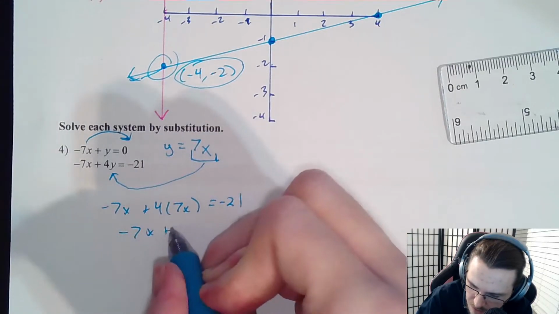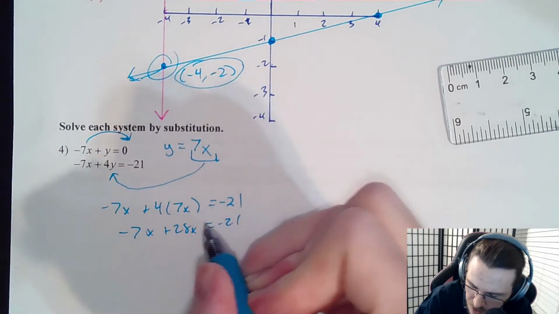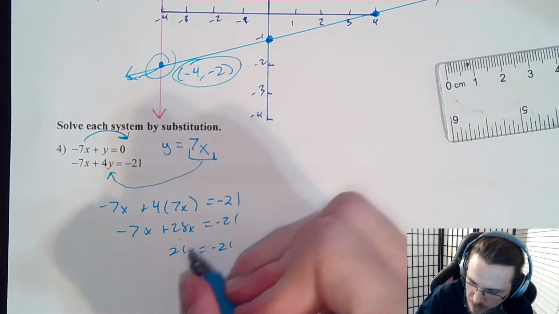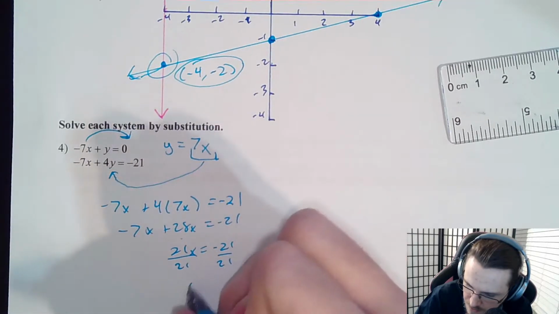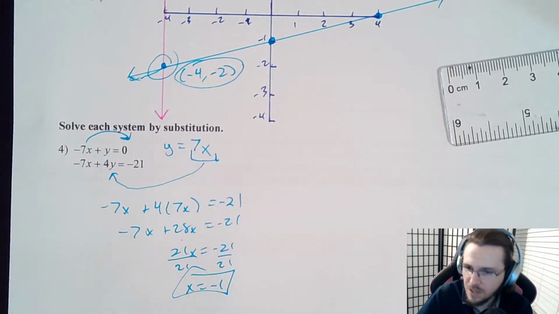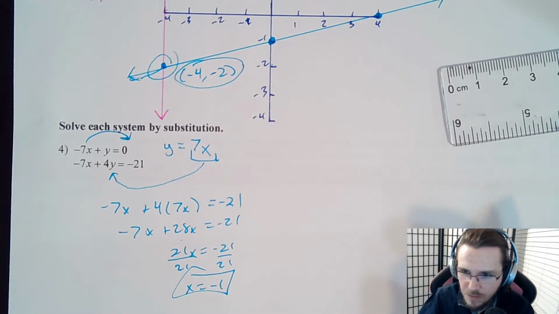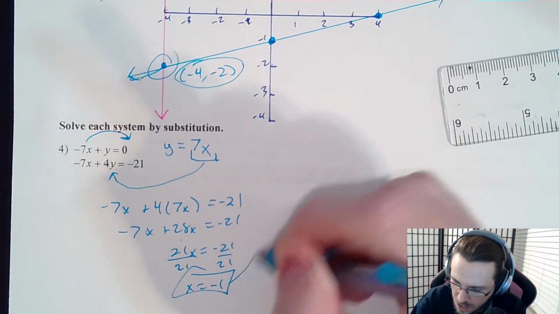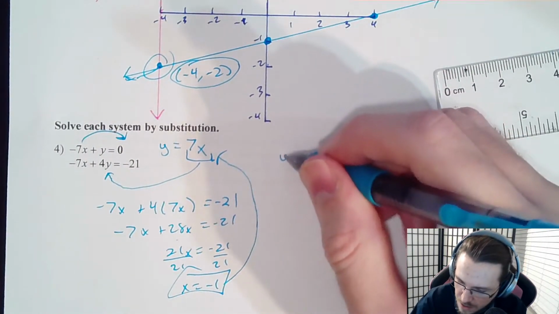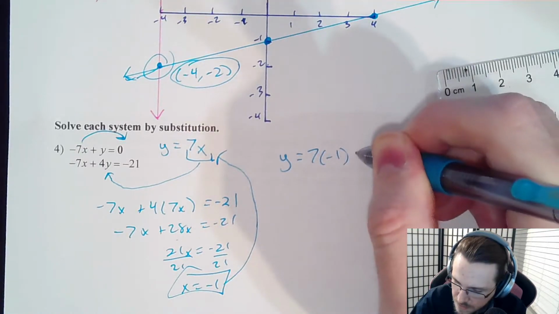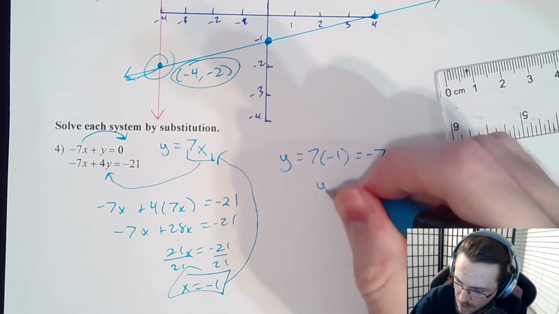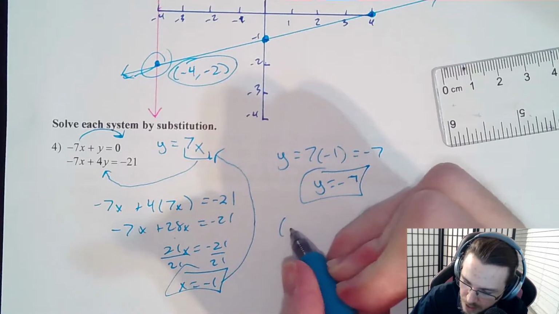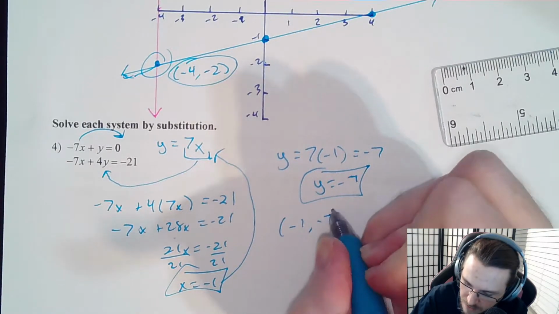And we just have to simplify and solve. So -7x plus 28x equals -21. That gives +21x. Then divide both sides by 21, and therefore x equals -1. But we're not done with the whole problem. Don't forget there are always 2 parts to these, the x and the y. So we're going to take that -1 and plug it in for x here. That gives us y equals -7. And for our final overall answer, we write it as an ordered pair: -1, comma, -7.